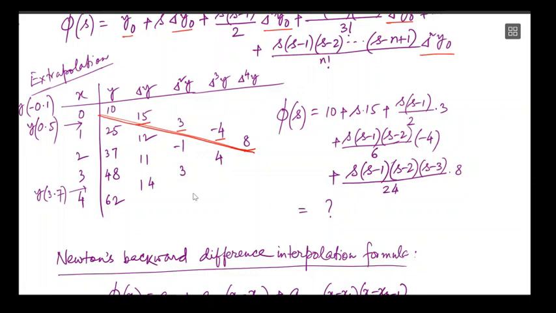There are several methods to extrapolate the values. For the time being, we are concerned with interpolation only. So just remember that for unequally spaced data points, we will use Lagrange's. For equally spaced points near the beginning of the table, we will use Newton's forward difference formula, and for equally spaced points near the end of the table, we will use Newton's backward difference interpolation formula.